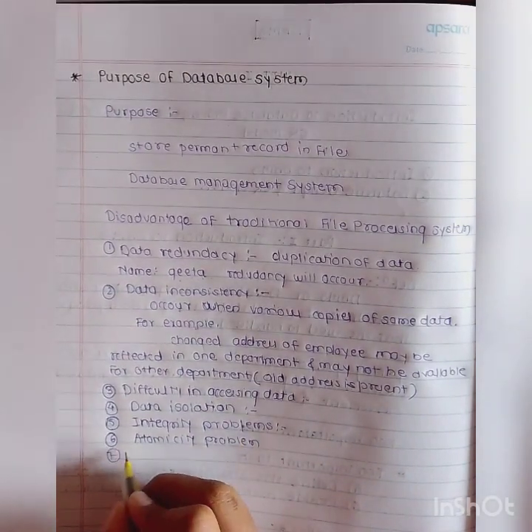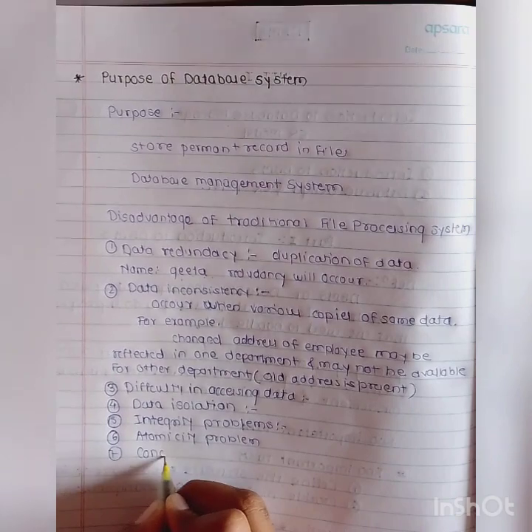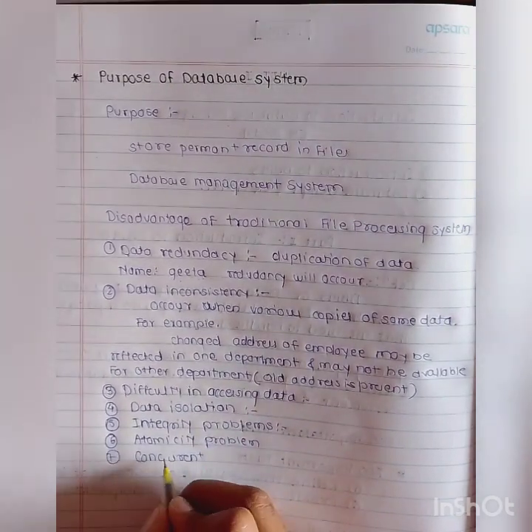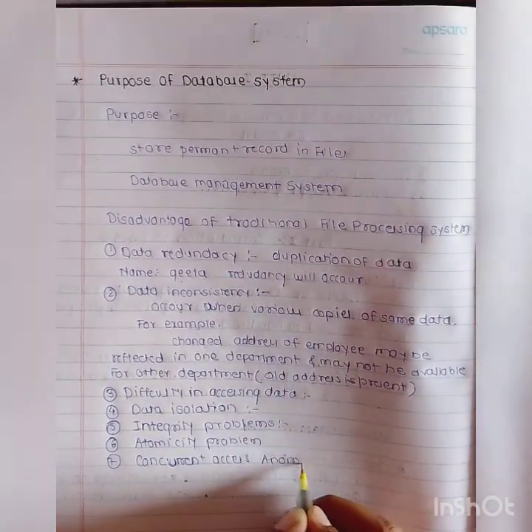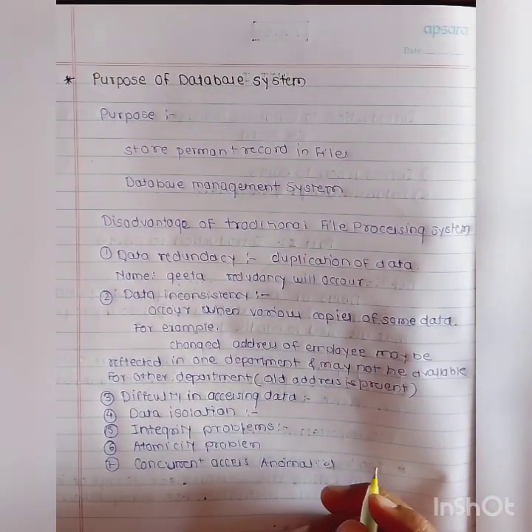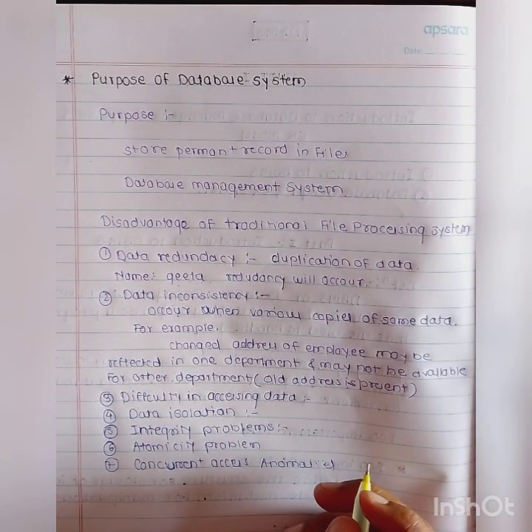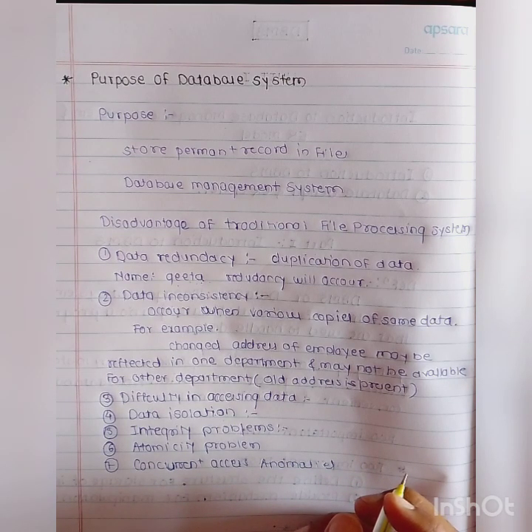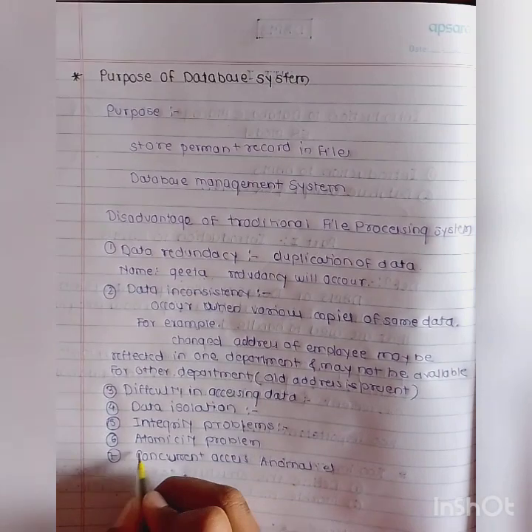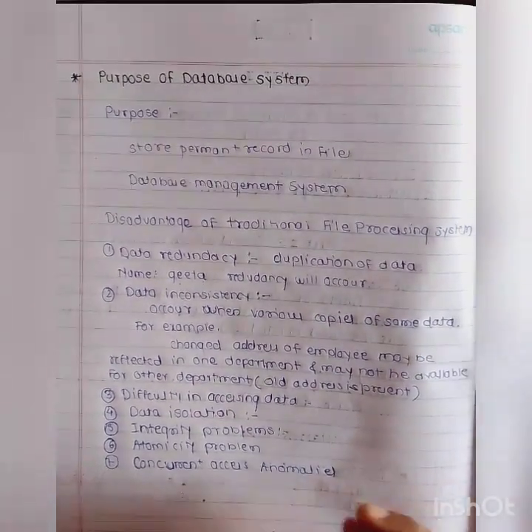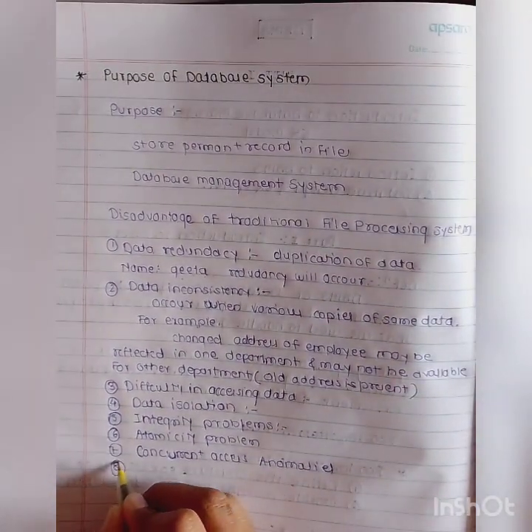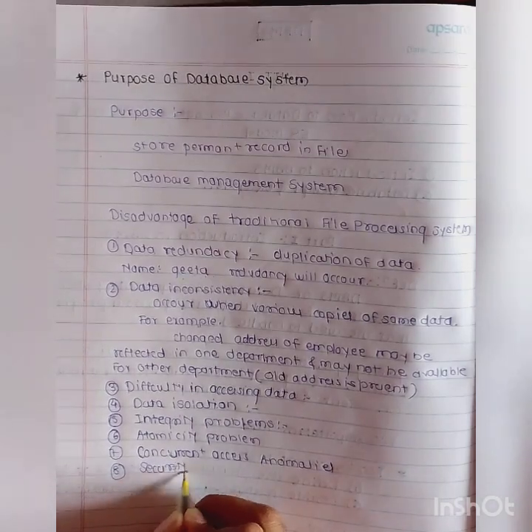Seventh is concurrent access anomalies. For efficient execution, multiple users update data simultaneously. In such cases, data needs to be synchronized. In a traditional file system, data is distributed over multiple files and these files cannot be accessed concurrently. Means we cannot access files concurrently using a traditional file system. The eighth disadvantage is security problem.